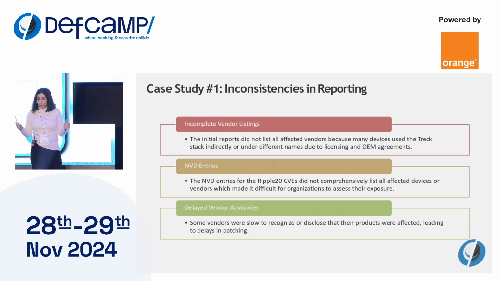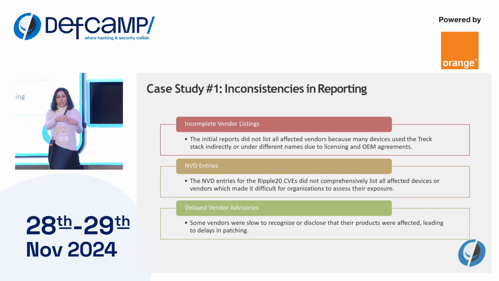And the problem was that there were several issues when these vulnerabilities were identified, mainly inconsistencies in reporting. First of all, we had a problem of incomplete vendor listing. If you go to the CVE, NVD database, there's a vulnerable configuration that lists all of the vendors, and usually it's not complete. When a vulnerability is identified, there are several vendors that are using that component which are not really listed there.